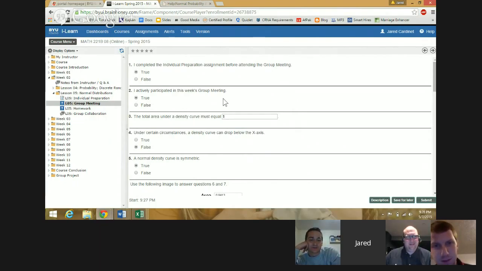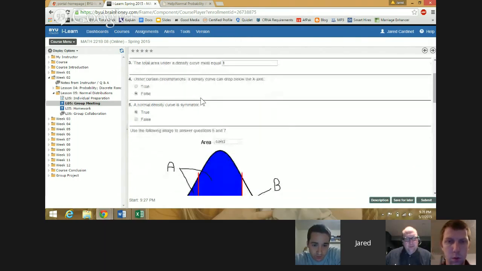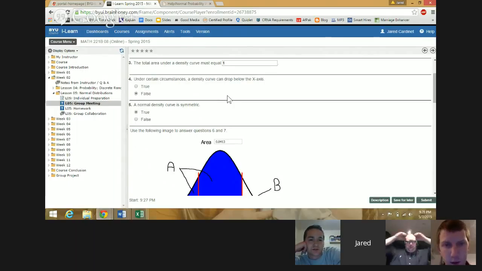Number 3, the total area under a density curve must equal 1, right? That's what I thought. Yeah, 1, not 100. Oh yeah, because 1 is 100 percent. Did you guys type out 1 or just put the number 1? I just put the number 1. Okay, and spell it out.